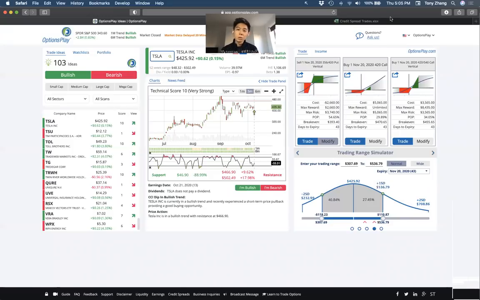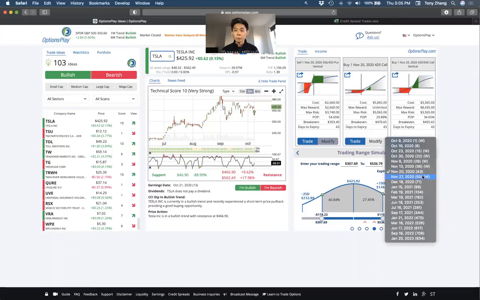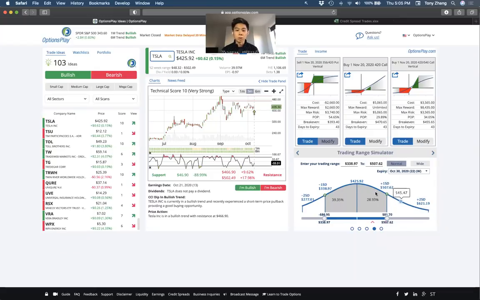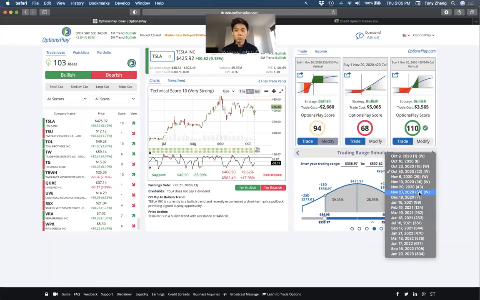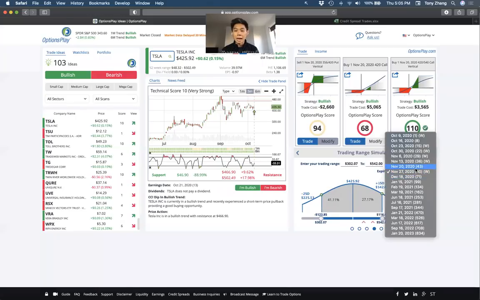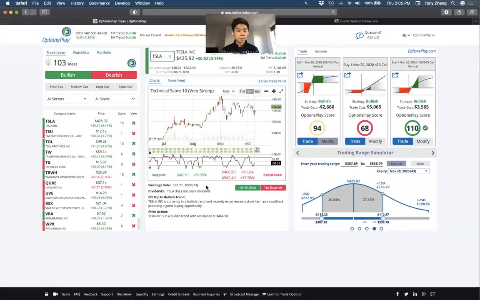But again, we're not really trading till November expiration, to be perfectly honest. We're really trading closer to October 30th. As you can see, that's closer to 338 as the expected trading range. So you can use that to adjust your expectations for your outlook for the underlying stock.